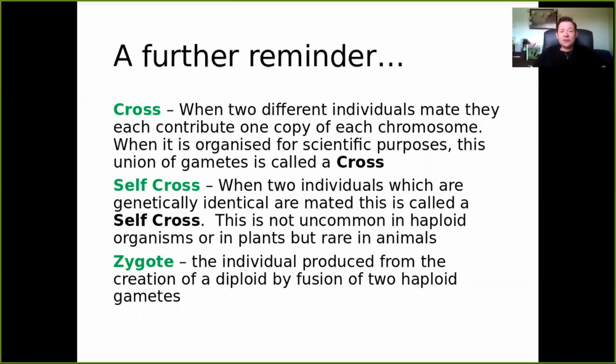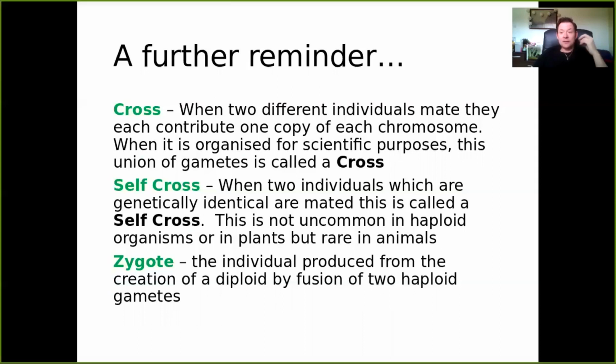A cross: when two different individuals mate, they each contribute one copy of each chromosome. When it is organized for scientific purposes, this union of gametes is called a cross. A self-cross: when two individuals which are genetically identical are mated, this is called a self-cross. So if you take two individuals bred to have one particular trait, for example a plant with a long stem or with blue flowers, you can mate those together and you will get an offspring.